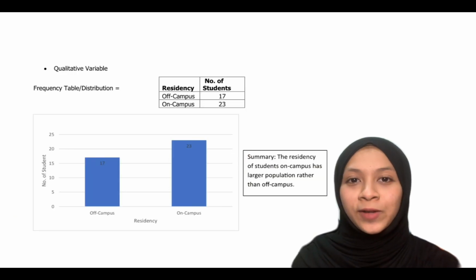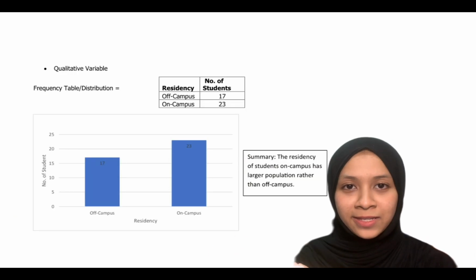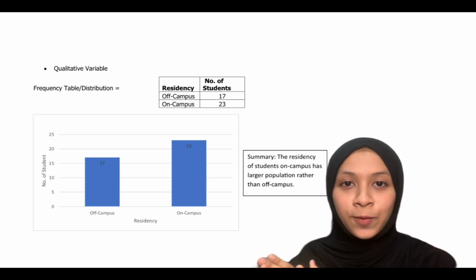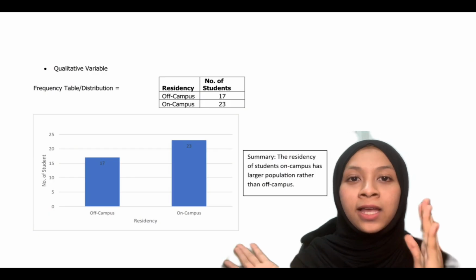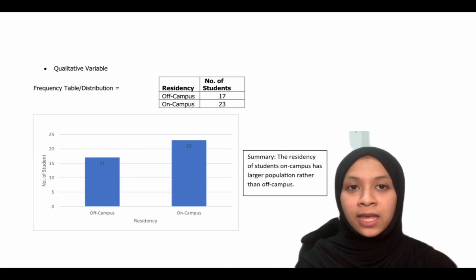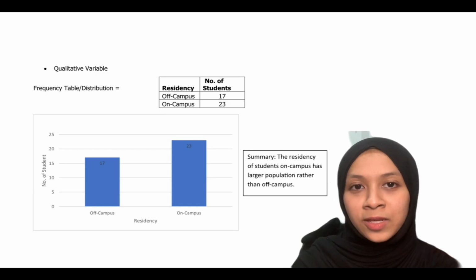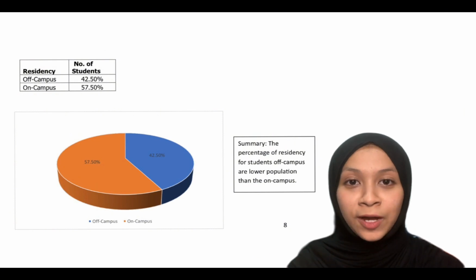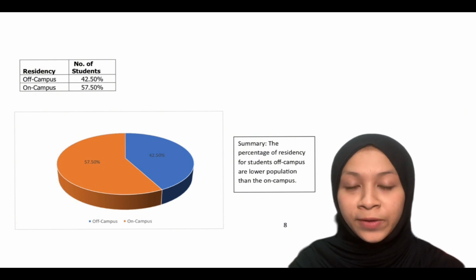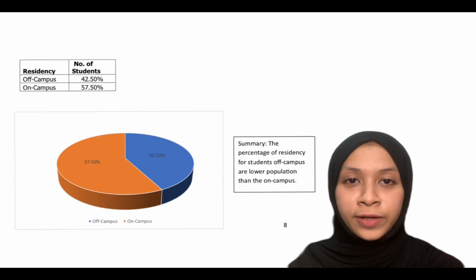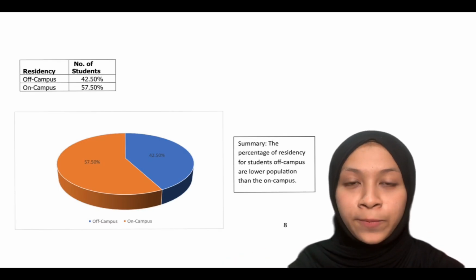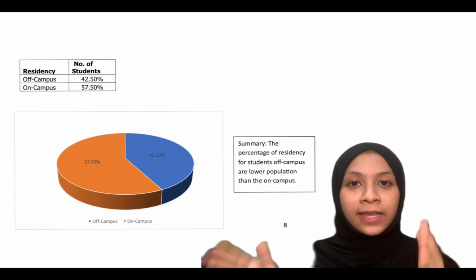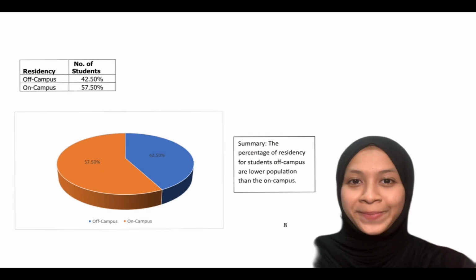This slide shows the qualitative data on students' residency, whether they live on campus or off campus. From the bar chart, we can see that 23 students live on campus, while 17 live off campus. This means more students stay on campus. The pie chart further breaks this down into percentages. About 57.5% of students live on campus and 42.5% live off campus. To conclude, the majority of students in our survey stay on campus.